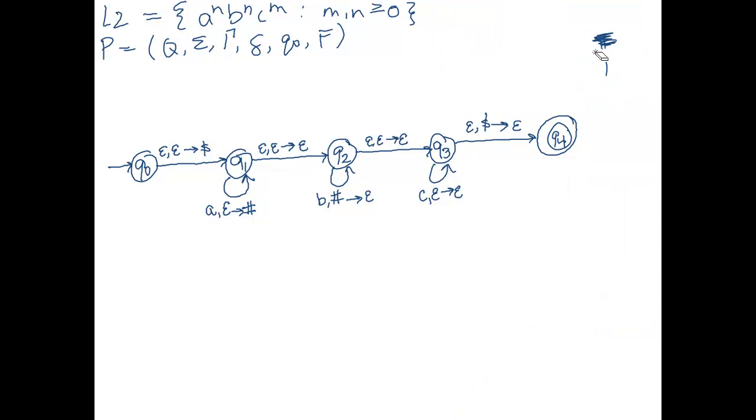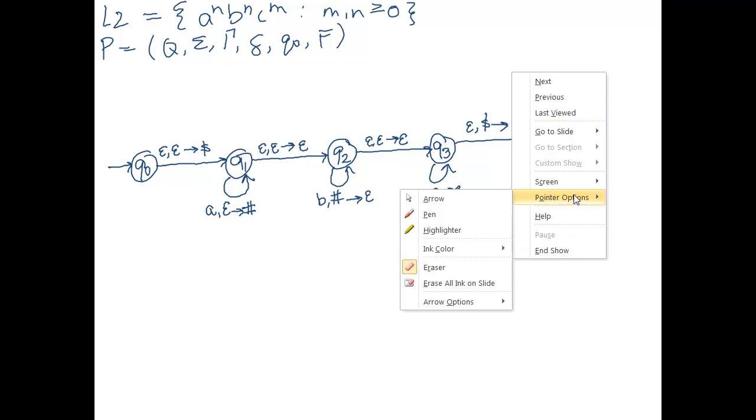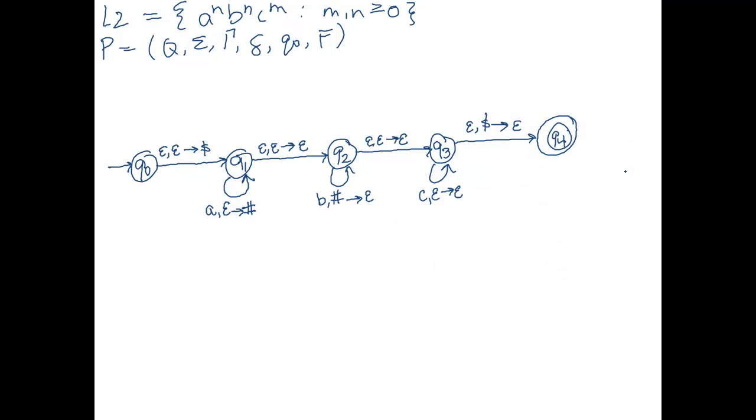Alright, so that should be enough to convince you that this is a PDA that accepts the language. So now let's finish formally defining it. So that I have some room, I'm going to do some of it up here. So set of states, Q0, Q1, Q2, Q3, Q4. What's epsilon? A, B, and C.